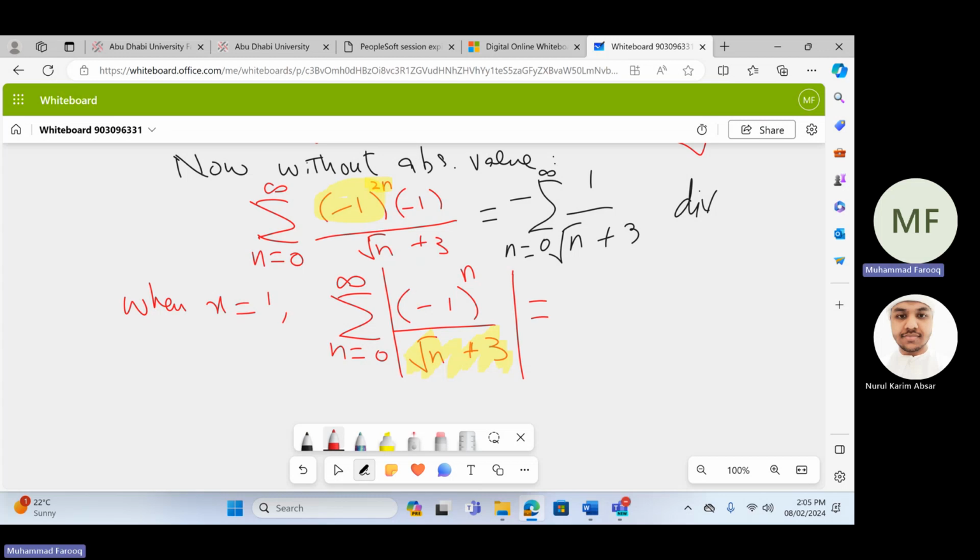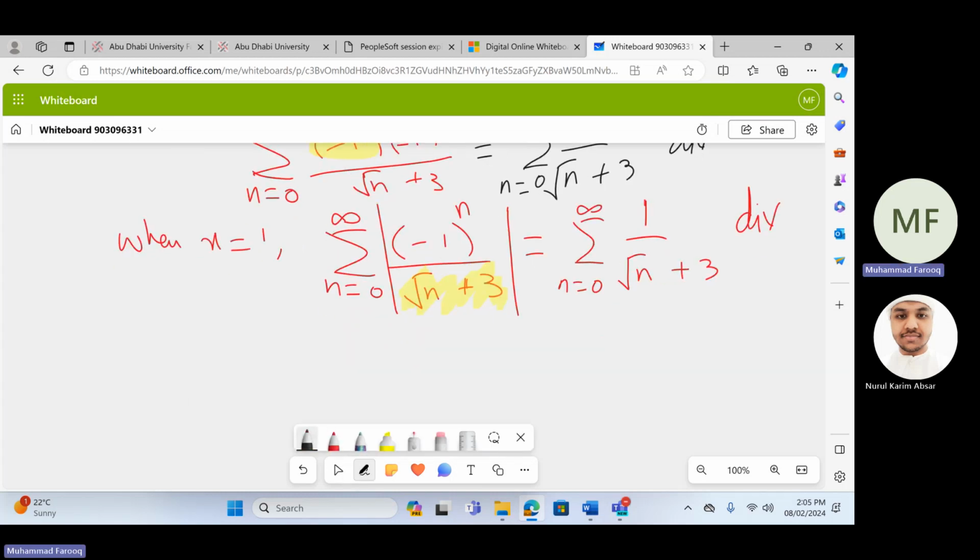So now here, sum of 1 over root of n plus 3. Oh yes, it is the same thing we had last time. Am I right? Yes or no? Yes. So this is what we decided already. This is divergence by LCT; we have done the calculation already. It is divergence. So this is with absolute value. Now the same when x is 1 without absolute value.